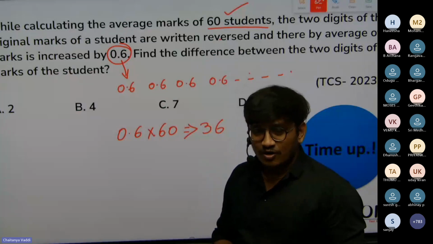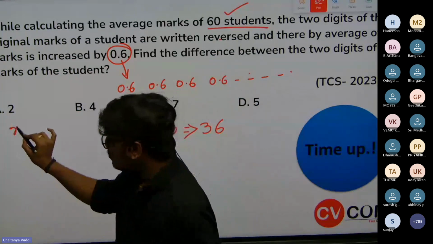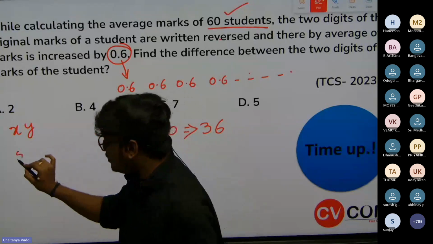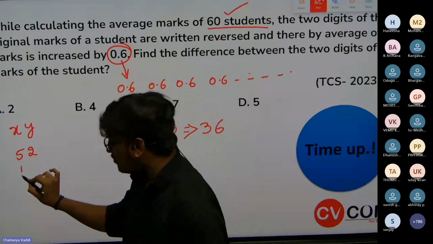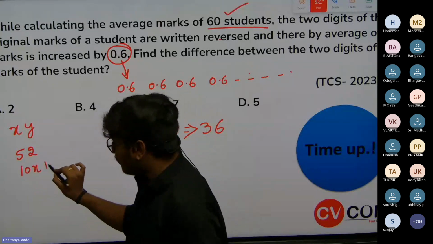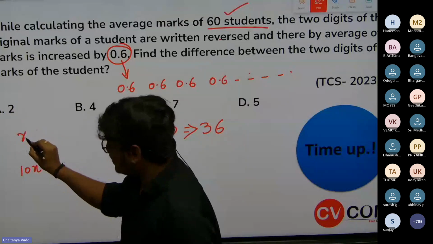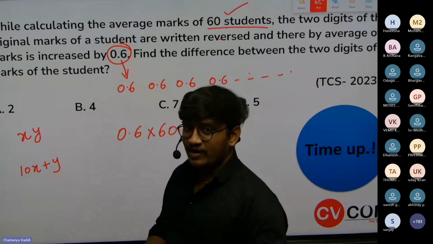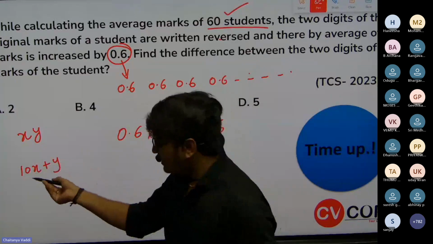Means instead of 1, let's assume that there is a two-digit number. Two-digit number we may consider as xy, correct? We cannot consider it as just x and y, so in the format of 10x plus y we should consider it. If I assume the two-digit number is xy, then it is 10x plus y. Again, you may get a doubt: sir, how can you write 10x plus y?